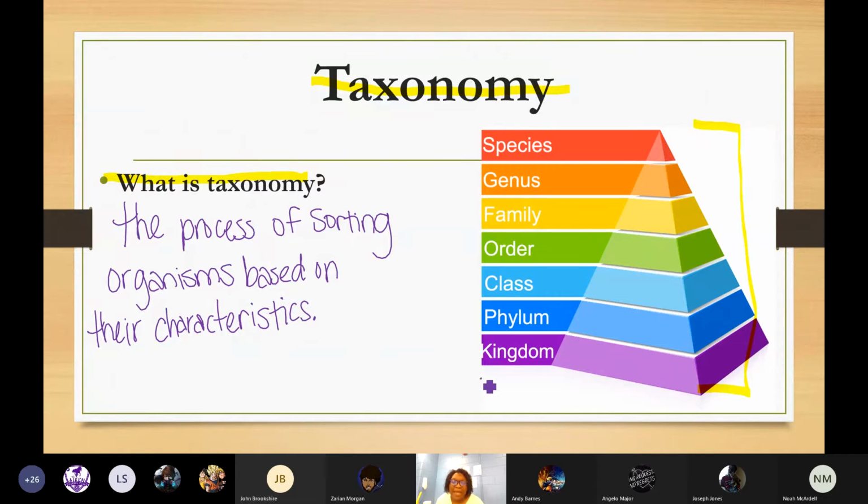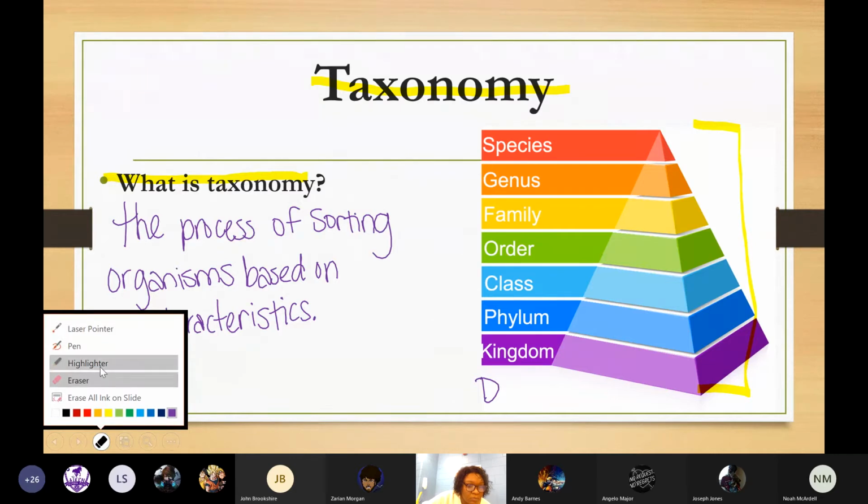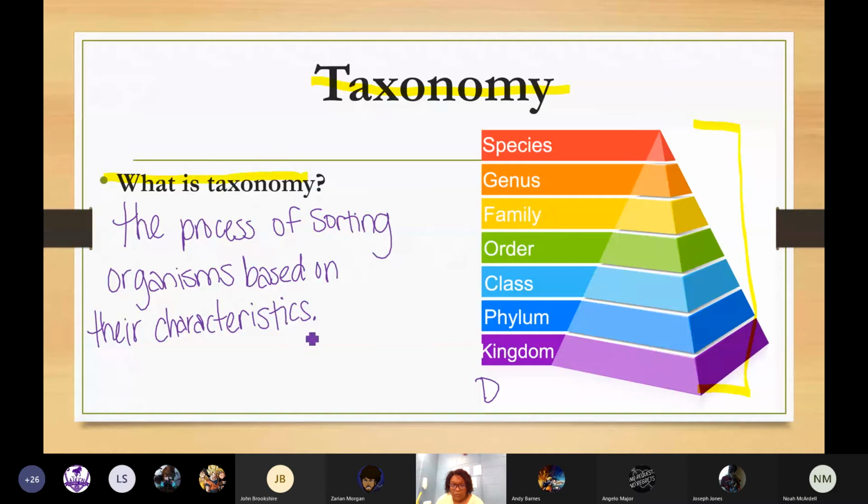So you'll notice here, and we're going to add a group down here at the bottom, and it's actually the largest group. Domain. We're adding domain here at the very bottom. So as we go up, you'll find domain, kingdom, phylum, class, order, family, genus, species.